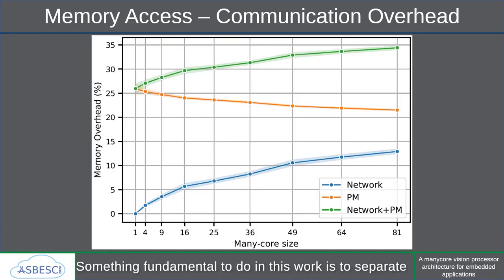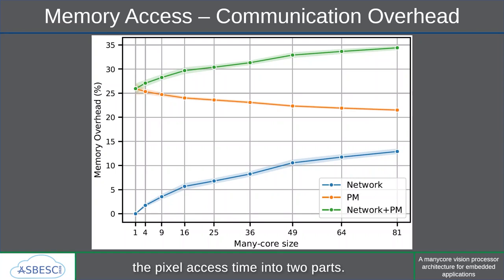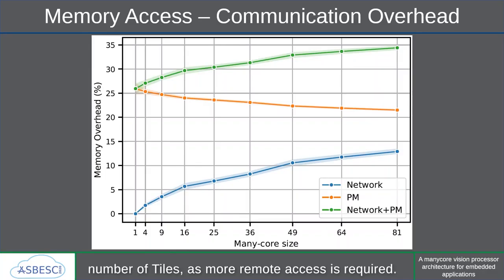Something fundamental to do in this work is to separate the pixel access time into two parts. One is the local access, using the pixel memory at the same tile, and the other one is the remote access, made through the network on chip to pixels in other tiles. As expected, there is an increasing communication overhead by increasing the number of tiles, as more remote access is required.